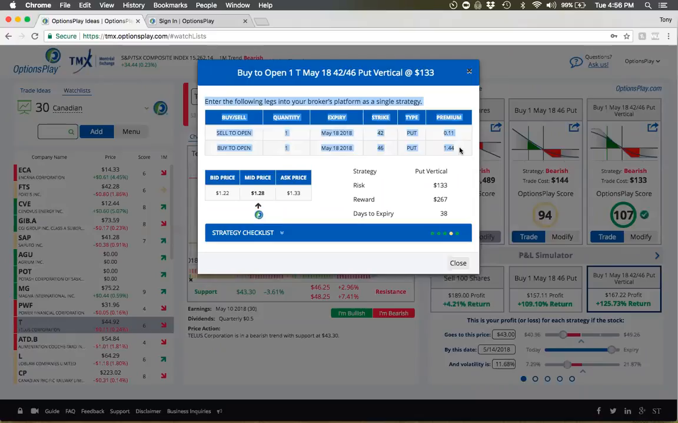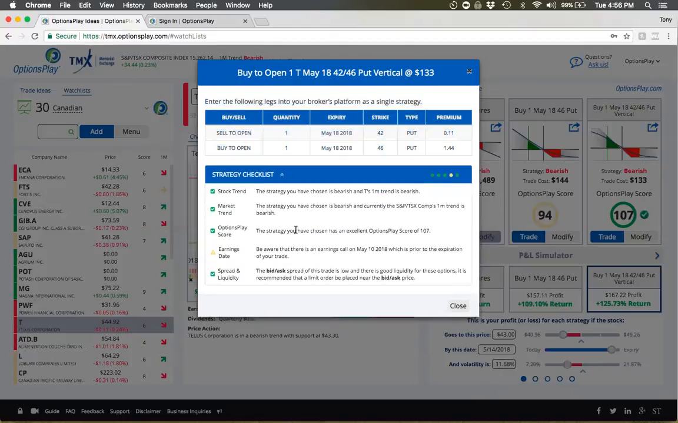It's really important that if you're trying to place these trades, that you enter them correctly. So we'll tell you exactly how to enter these orders, the action, the quantity, expiration, strike price, put or call, and including the premium. So we'll give you the current bid ask price, so you can also make sure you understand how to place these orders based on pricing.